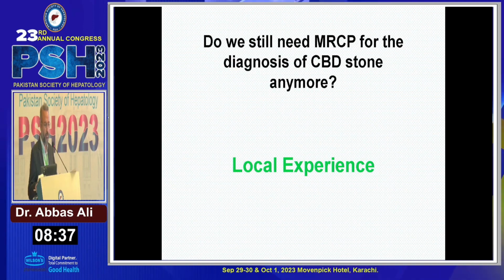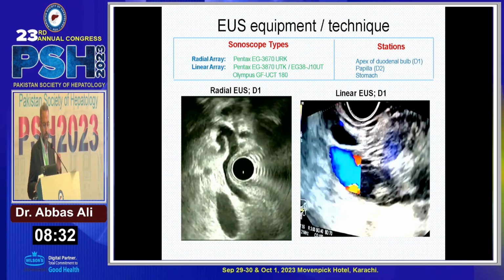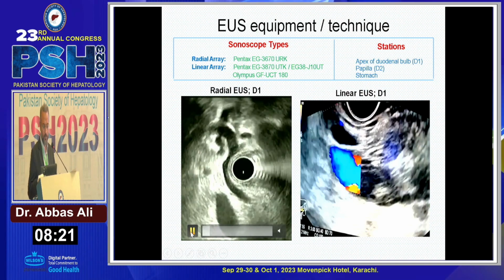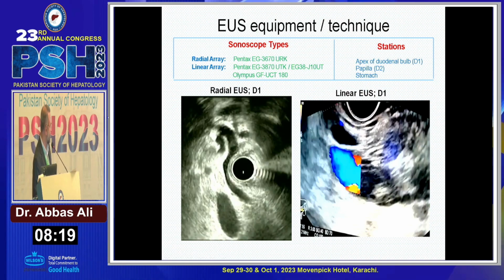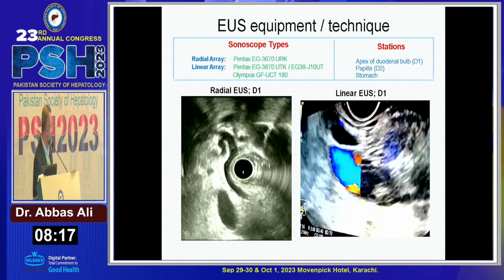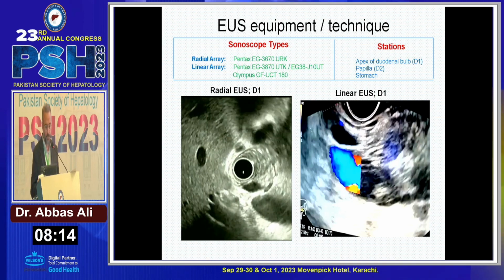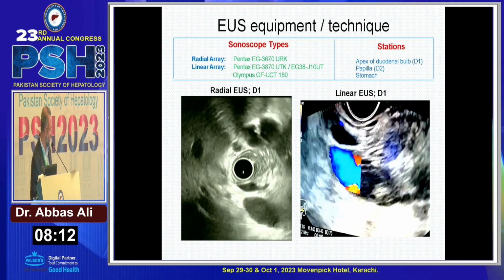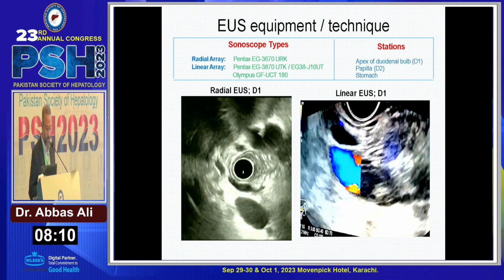First, let's talk about our local experience. This is the equipment and the technique that we have been using, for the learners. This is the radial scope, which gives a 360-degree view, and this is how it appears. You can see the entire CBD, and this is the distal part of the CBD, which is joining with the PD to enter into the ampulla. It is important to see the very distal part of the CBD also to make a diagnosis.